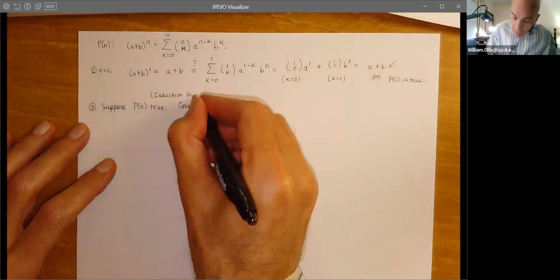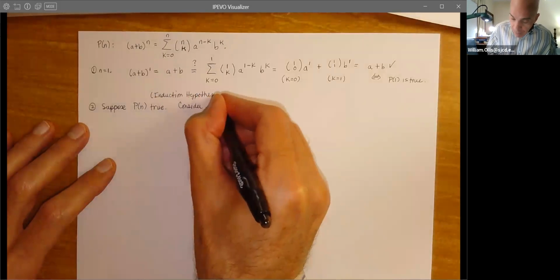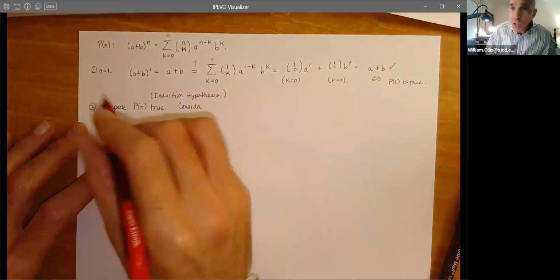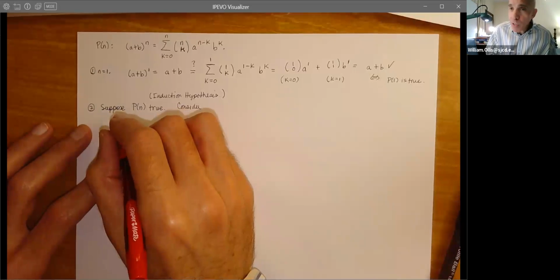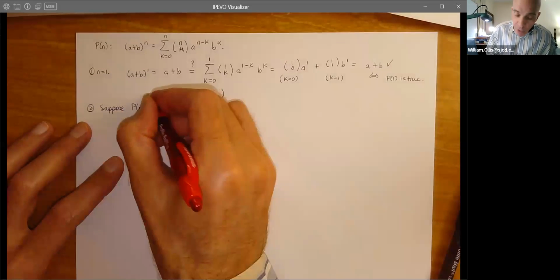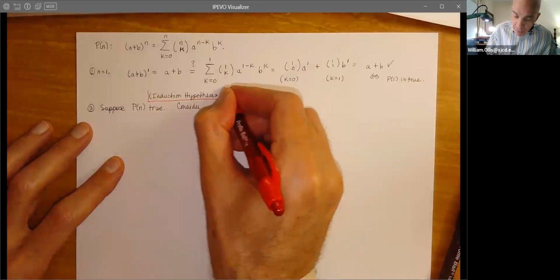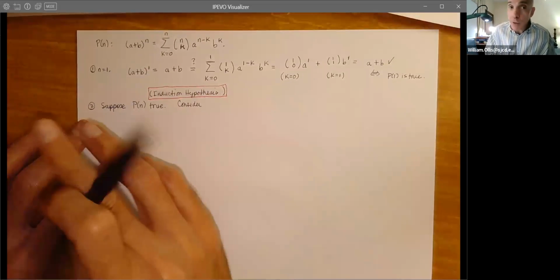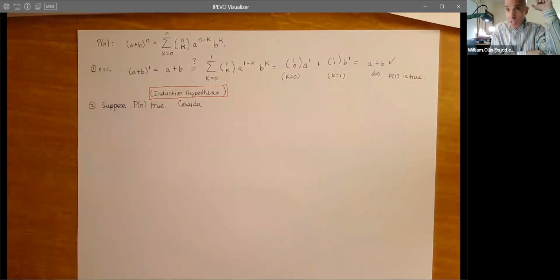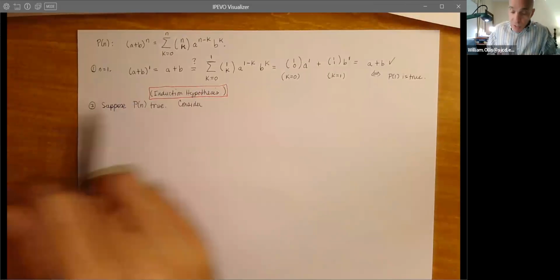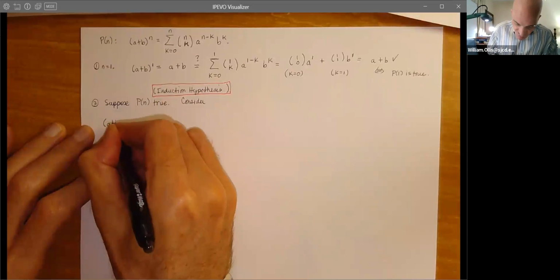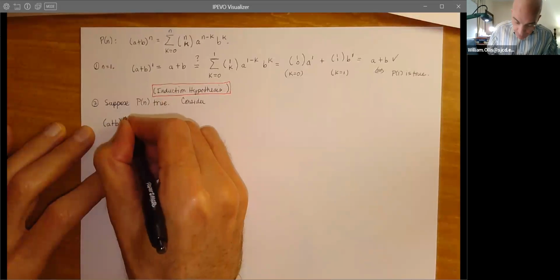Induction hypothesis. True or false? If you don't use the induction hypothesis, you have proven the result by induction. Well, clearly false. Maybe you proved it, but you did it differently. And that's okay too. But if the question says use induction, we need to use it. So now we have what? A plus b to the n plus 1.